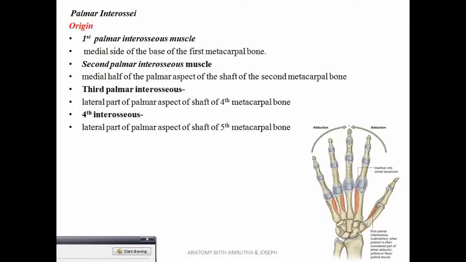So here the first and the second, right, they are originating from the medial side, whereas the third and fourth are originating from the lateral aspect. Now all these muscles are unipennate muscles.